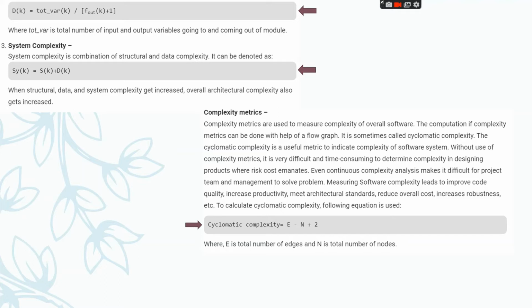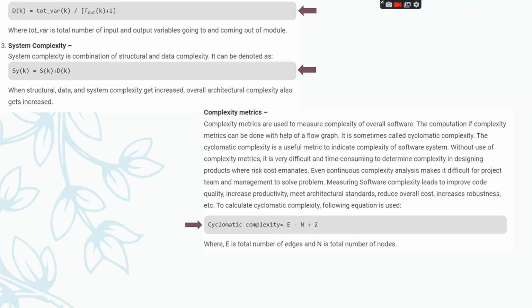System complexity is a combination of structural and data complexity. So it can be denoted as Sy for system: Sy(k) = S(k) + D(k). So when structural, data and system complexity increase, the overall architectural complexity also increases.